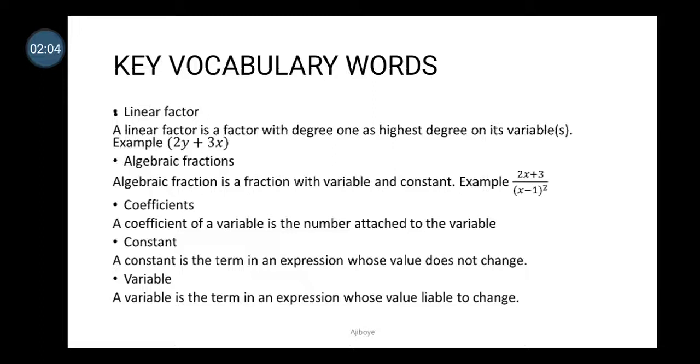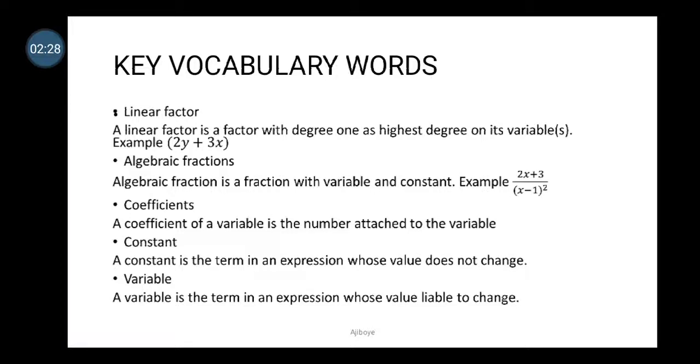Coefficient. A coefficient of a variable is a number attached to that variable. For instance, in the previous example of an algebraic fraction, the coefficient of x in the numerator is 2 because 2 is attached to variable x. So therefore, the coefficient of x in the numerator is 2.